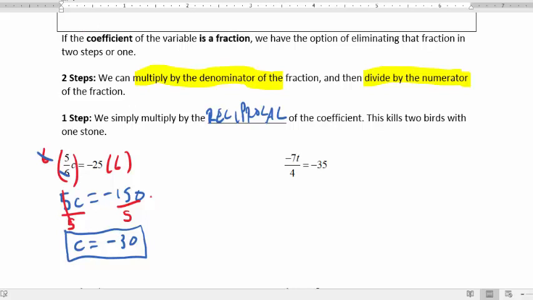The one-step approach is probably easier because obviously it's just one step, right? So in this case, negative 7t over 4 equals negative 35. You really have to view that, right? The coefficient in this case is negative 7/4. So the other way to view this equation is to think of it as negative 7/4 t equals negative 35, right? So you're viewing it as the fraction times t. So if the coefficient is negative 7/4, the way to get rid of it is to multiply by the reciprocal of that, which is negative 4/7. So now I've done it in one step.